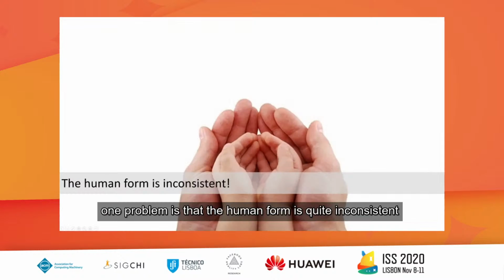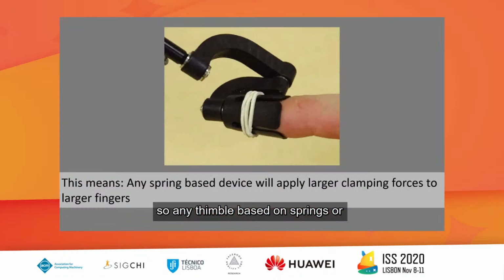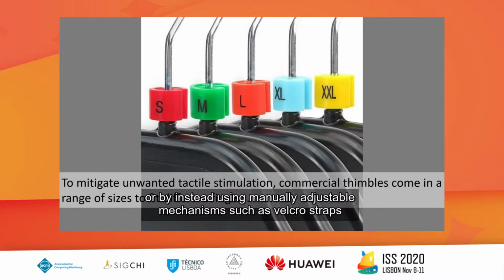One problem is that the human form is quite inconsistent. Finger sizes vary a lot amongst people. So any thimble based on springs or elastics will apply more pressure to a larger finger and less pressure to a smaller finger. And this is a problem, as pressure from the thimble will stimulate or can even saturate tactile receptors in the skin. Some thimbles get around this by either having different sized attachments for different sized fingers, or by instead using manually adjustable mechanisms such as Velcro straps.